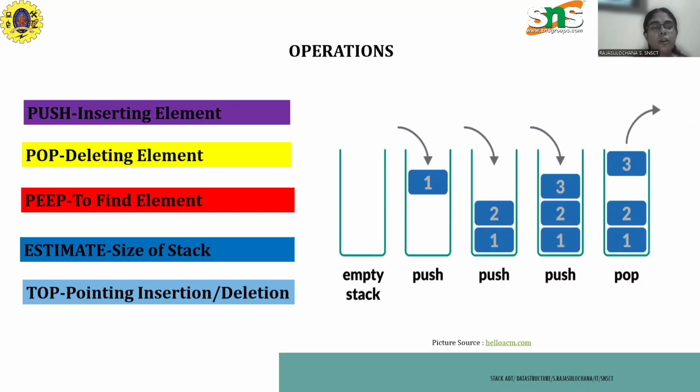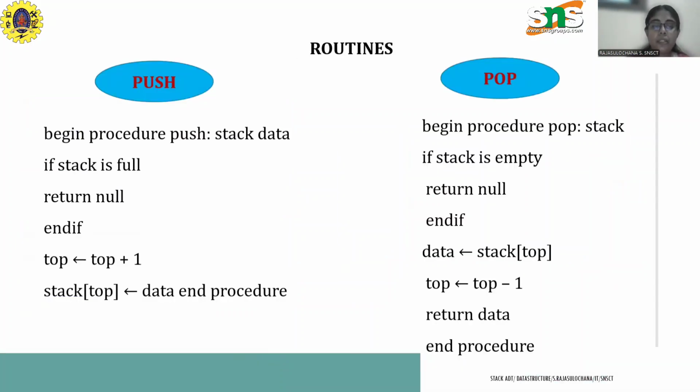And the peek operation is if you want to display the values or if you want to find the topmost value, return stack of top will return the topmost value. And if you want to display the values, you just use a loop, incrementing the top pointer till it is equal to size minus 1. Then you can print the value at stack of top. So that will print or display all the values from the stack. However, these two are the major routines.